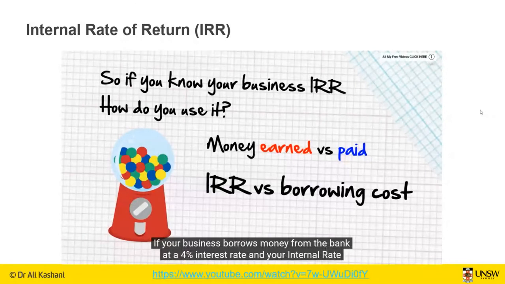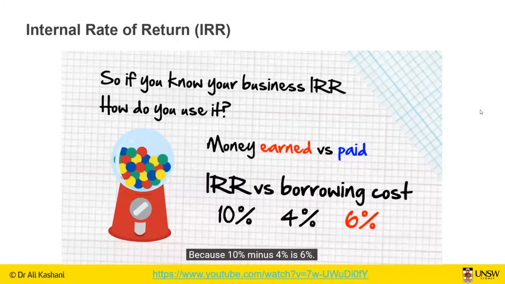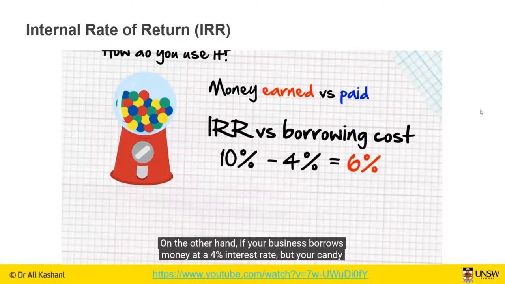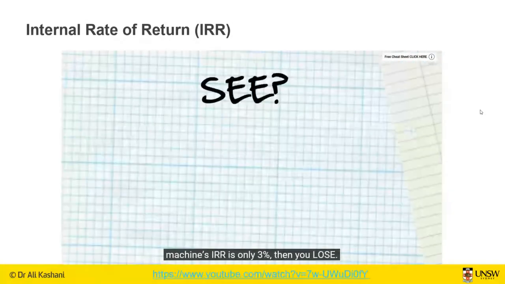If your business borrows money from the bank at a 4% interest rate and your internal rate of return is 10%, then you win 6%, because 10% minus 4% is 6%. On the other hand, if your business borrows money at a 4% interest rate, but your candy machine's IRR is only 3%, then you lose. See? It's a very simple concept.